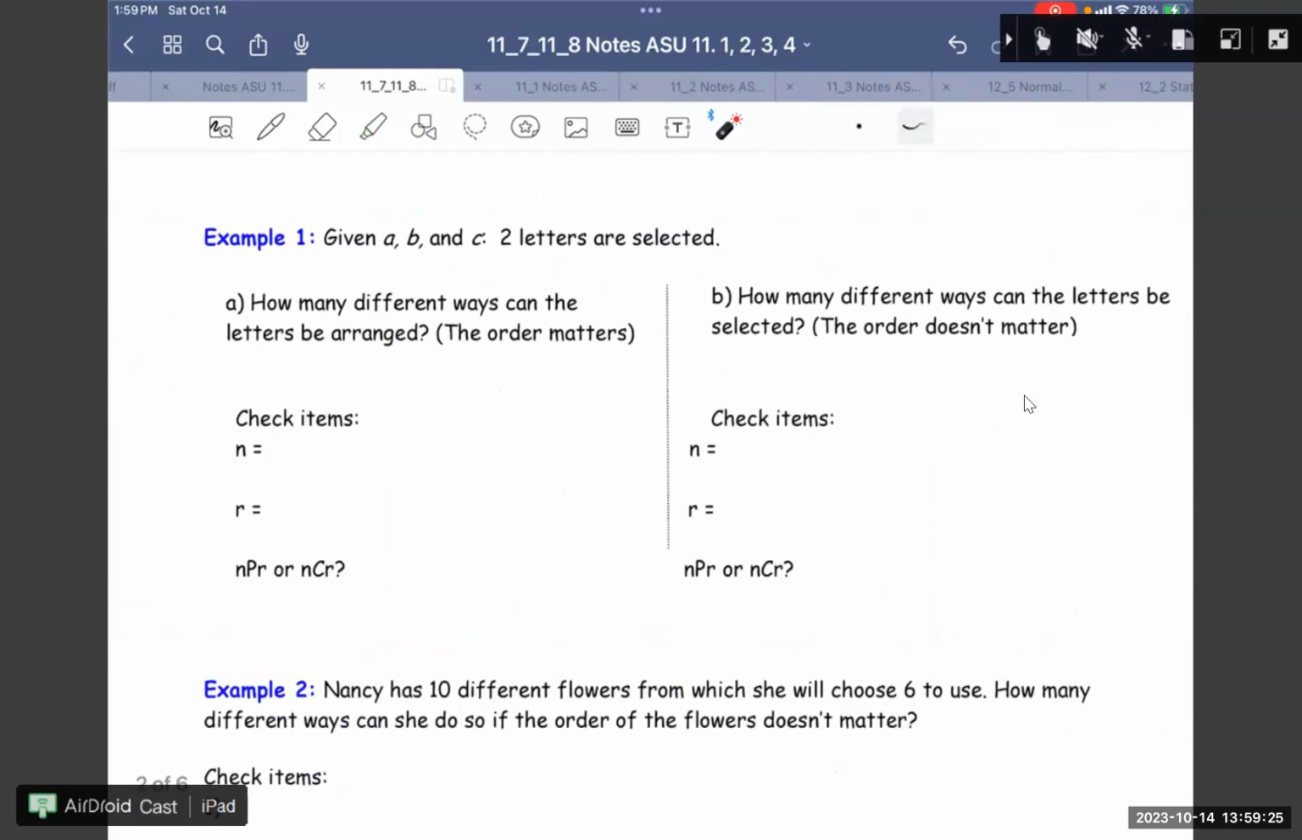So we have example number 1. A, B, C, and 2 letters are selected. How many different ways can the letters be rearranged if order matters? Remember, order matters. So this one the highlight is order matters. If the order matters, what does that mean? Permutations, right?